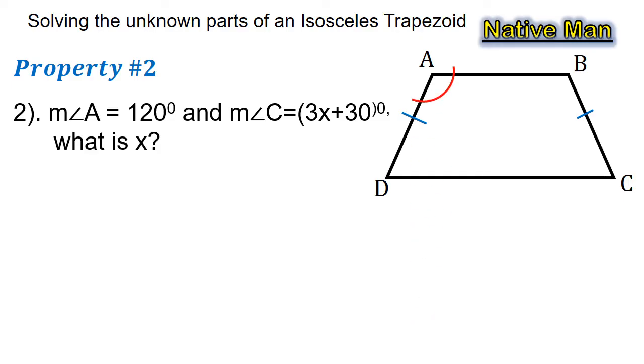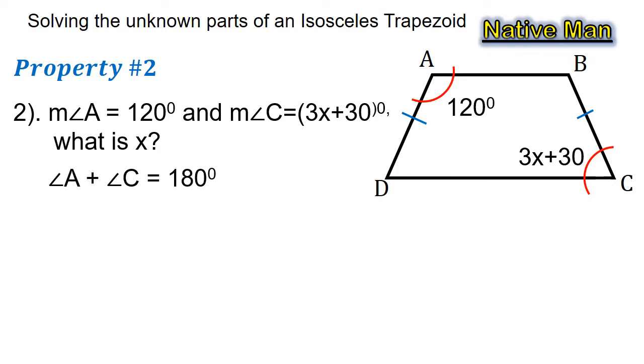Angle A, yan po, that is equal to 120 degrees. And angle C, yan po, that is equal to 3x plus 30 degrees. If you notice, yung dalawang given, they are opposite angles. So, if they are opposite angles, then they are supplementary. So, ang equation po natin, angle A plus angle C is equal to 180 degrees.